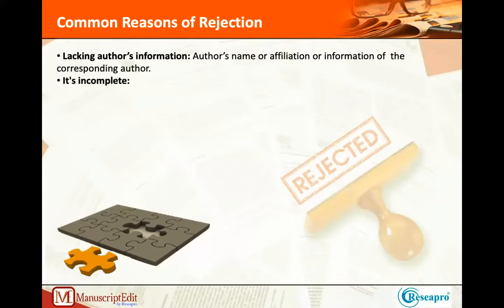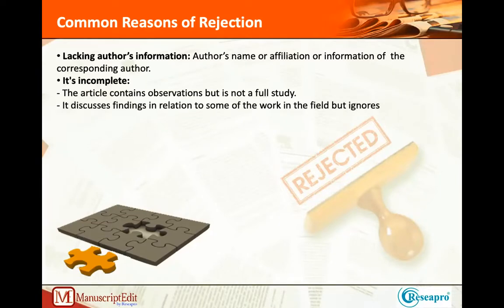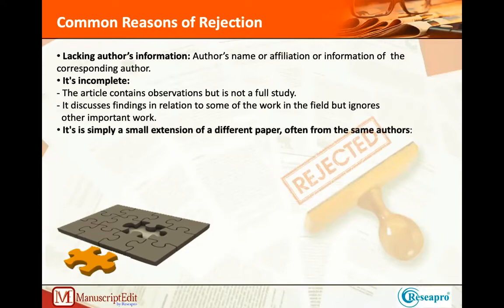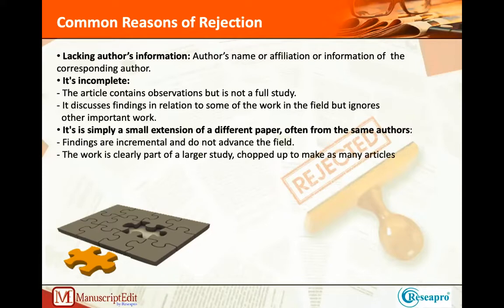Next is incomplete manuscript. Your article may contain observations, but might not be a full study, or it discusses findings in relation to some of the work in the field, but ignores other important work. The next reason is it's simply a small extension of a different paper, often from the same authors, where the findings are incremental and do not advance the field, or the work is clearly part of a larger study chopped up to make as many articles.